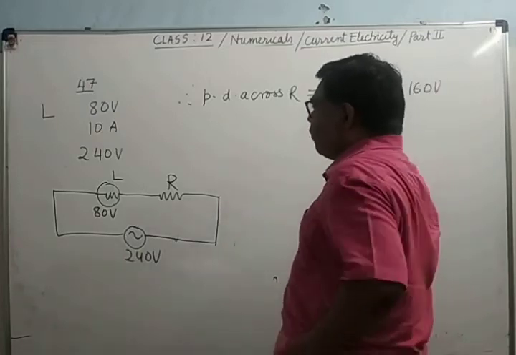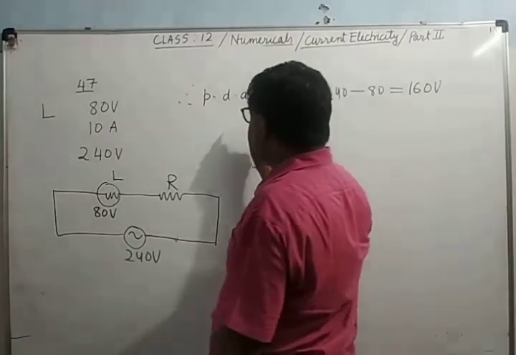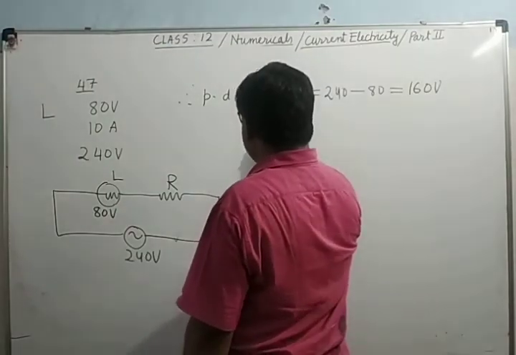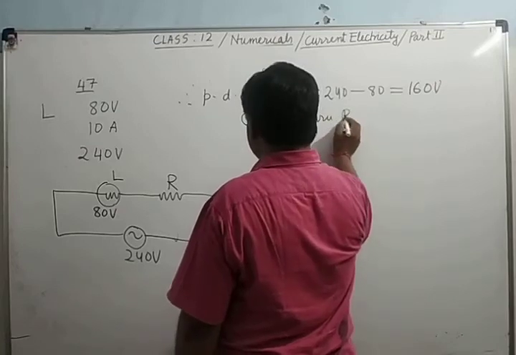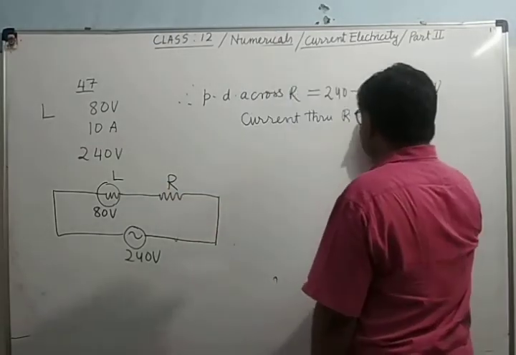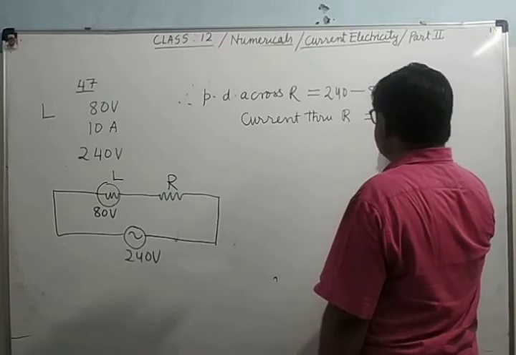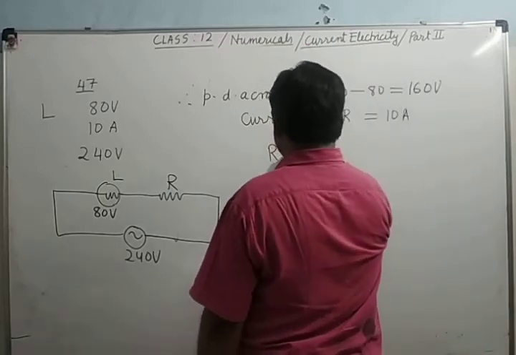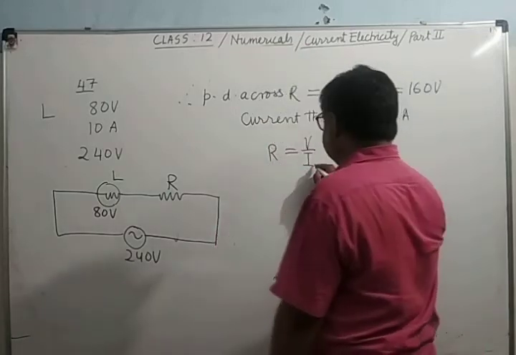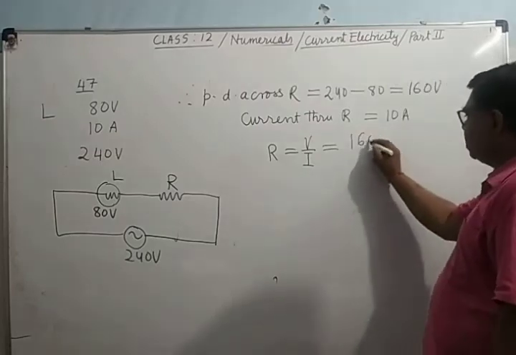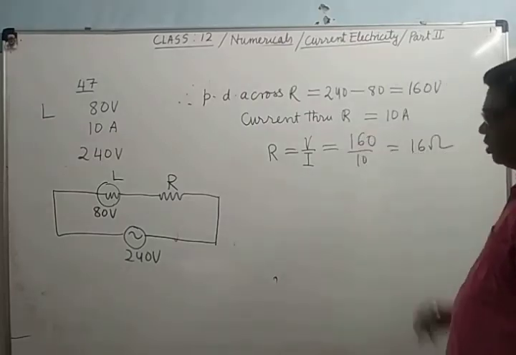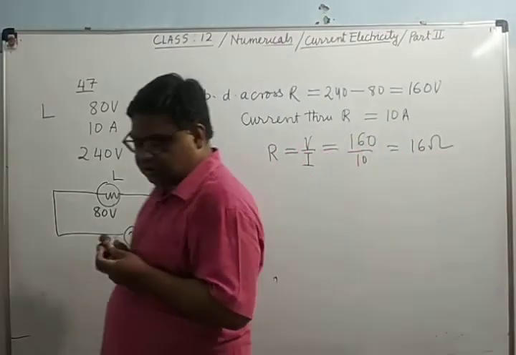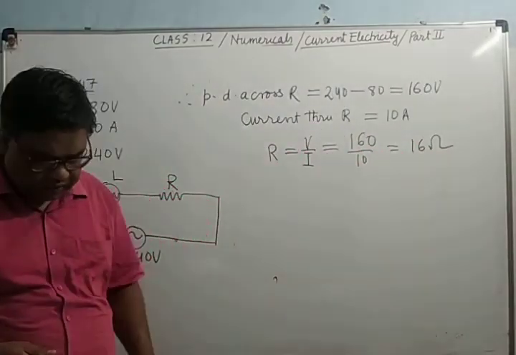Okay. Now you find out the current. Current is given here. Current through R will be the same as through the lamp, so it will be equal to 10 ampere. So what will be R? It is equal to V upon I. V is 160, I is 10, that is equal to 16 ohm. It's clear? So this is question number 46.